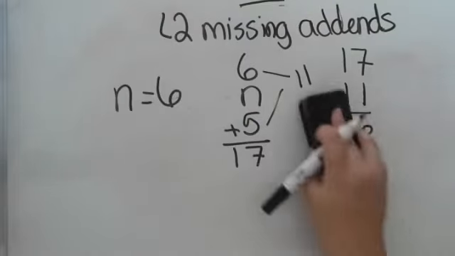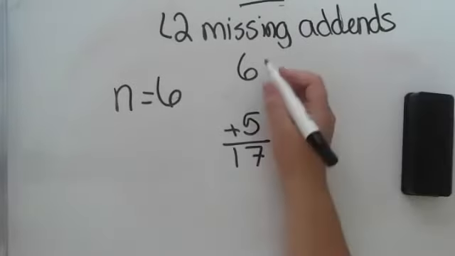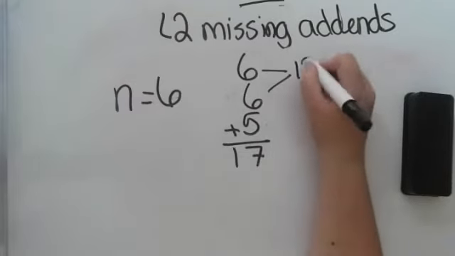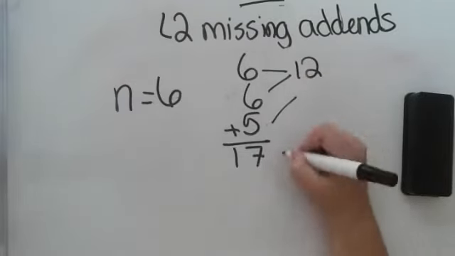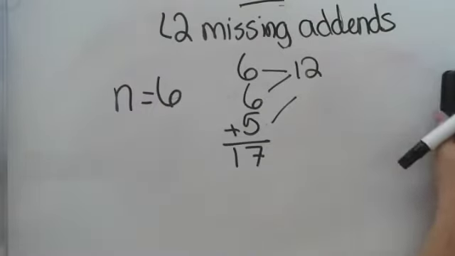And again, I need to check. So I'm going to erase these. I'm going to replace n with 6, and it should give me 17. 6 plus 6 is 12, plus 5 is 17. Okay, done. That is missing addends.